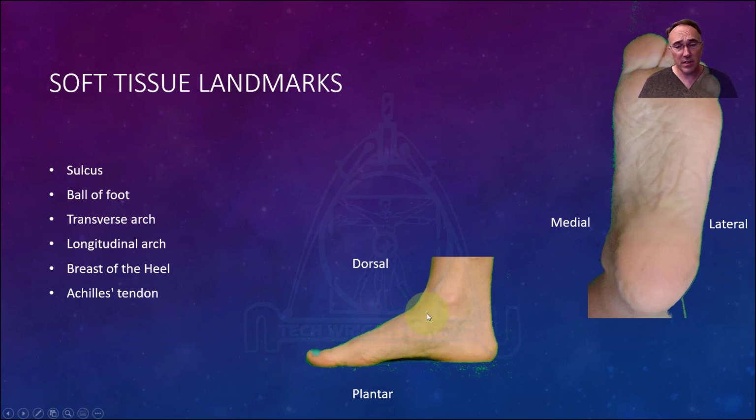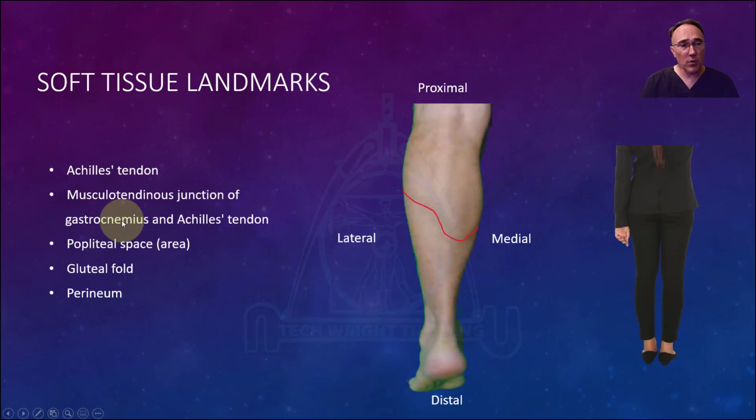And then finally the Achilles tendon, and this is just running up the posterior of the leg back here. So that's your Achilles tendon back here. Again, just from the posterior, we have the Achilles tendon. So that's your Achilles tendon right there.